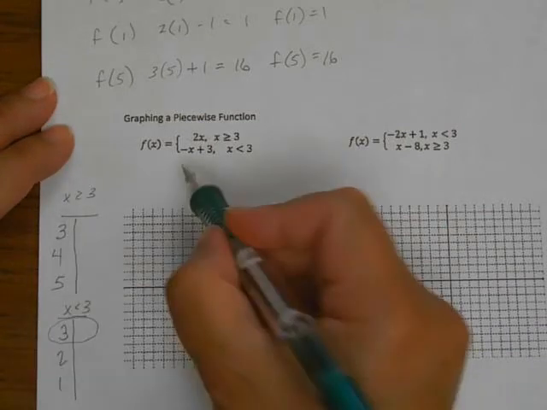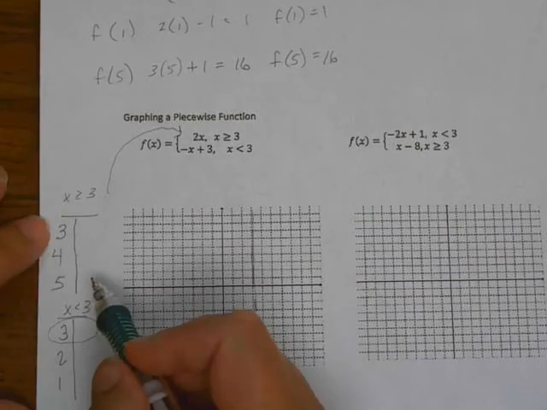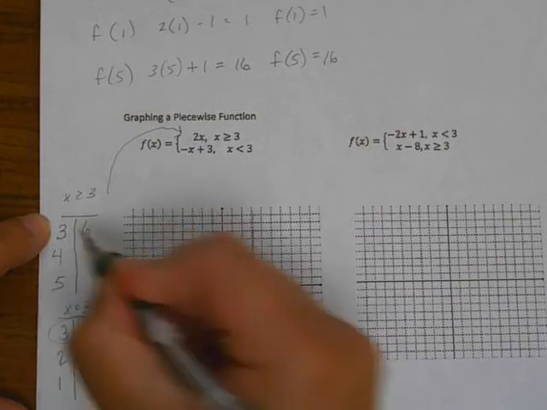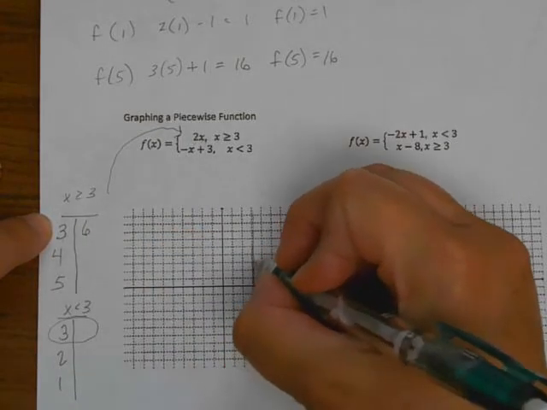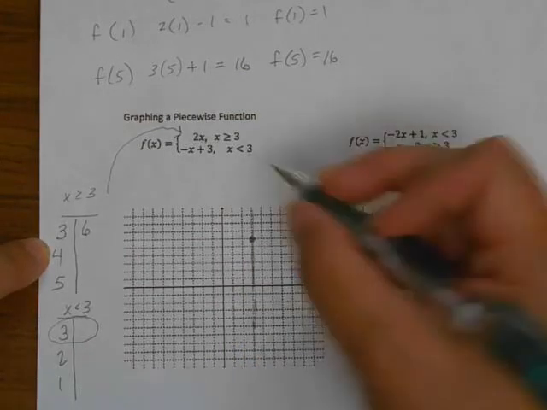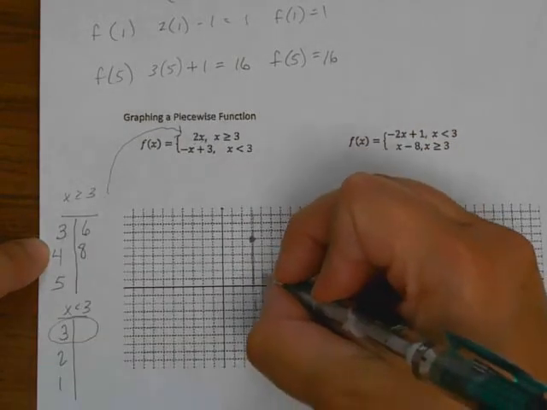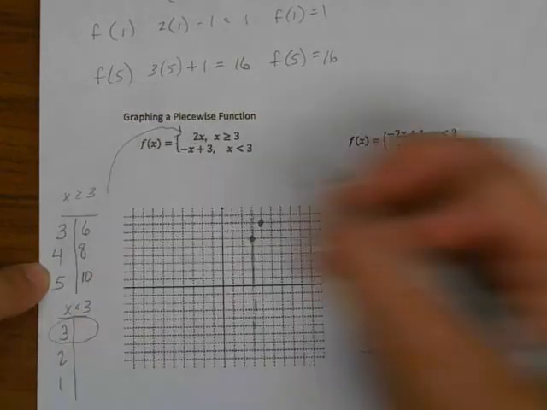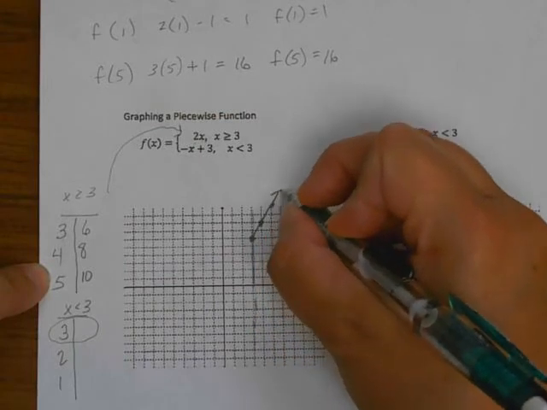Since this is the place where x is bigger than or equal to 3, I'm going to use this equation. So I'm going to have an input value of 3. 2 times 3 is 6. So I've got the point (3, 6) on my graph. I've got a point right there. 4: 2 times 4 is 8, so I have a point at (4, 8). 2 times 5 is 10, so I have a point at (5, 10). So on this side, the graph is going to look like this.